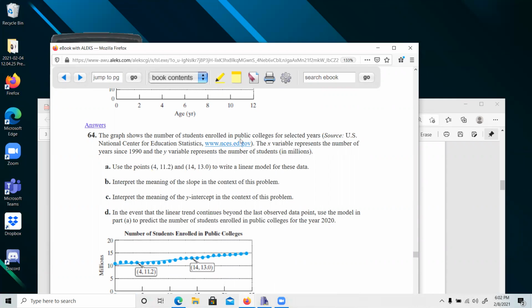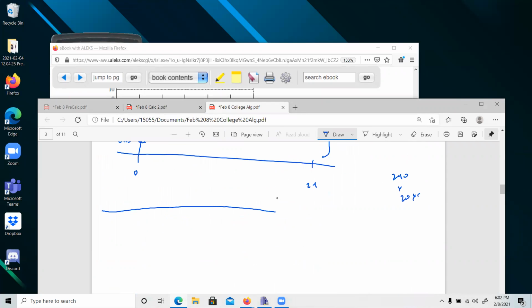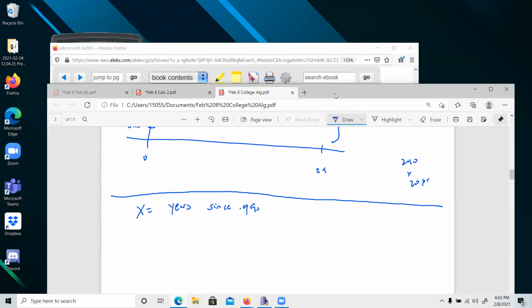Okay, the graph shows the number of students enrolled in public colleges for the selected years. And they even cite their sources. How about that? The X variable represents the number of years since 1990. Okay, that's a very common thing to do, they rescale what their data is. So X equals years since 1990. That means if X were 10, that would be 10 years since 1990. That would be Y2K.